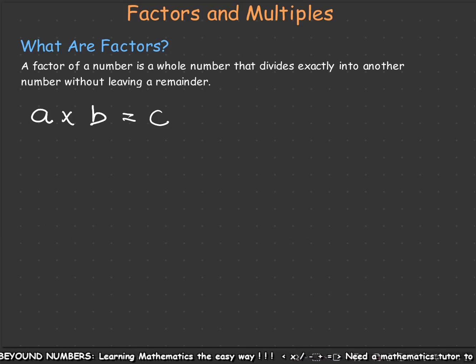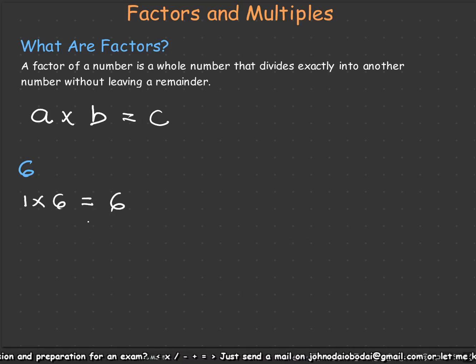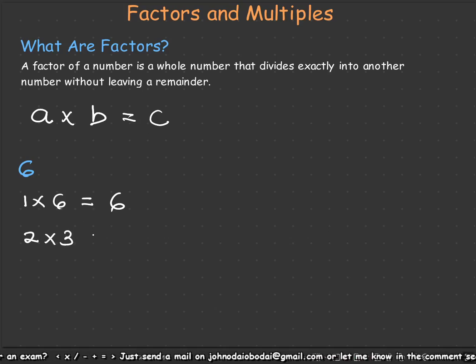Now, let's take some numbers and try to find their factors. If we take the number 6, and we want all the numbers that can divide 6 without leaving a remainder, or all of its factors, then if you know your multiplication table, you can try saying those that give you 6. First, 1 times 6 gives us 6. Then we can also say 2 times 3 gives us 6.